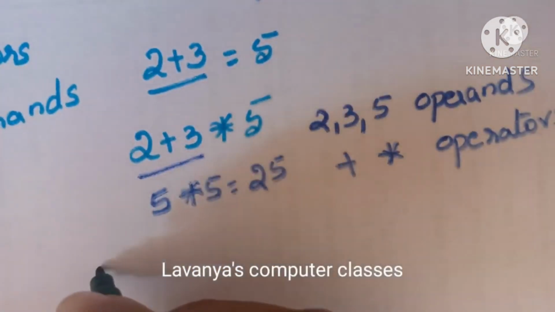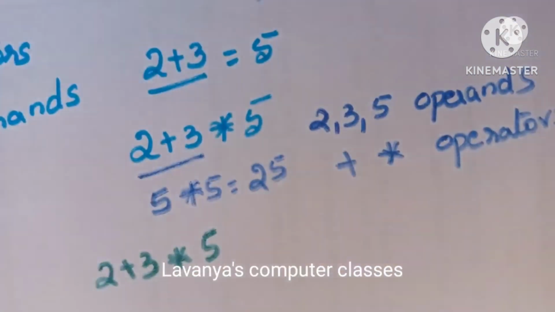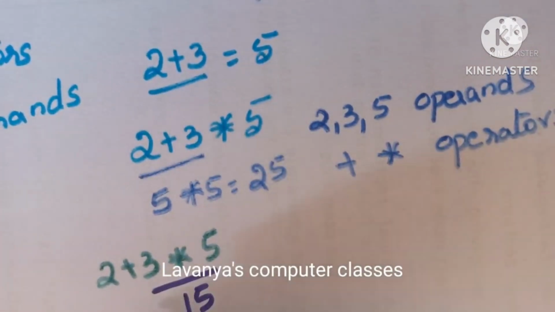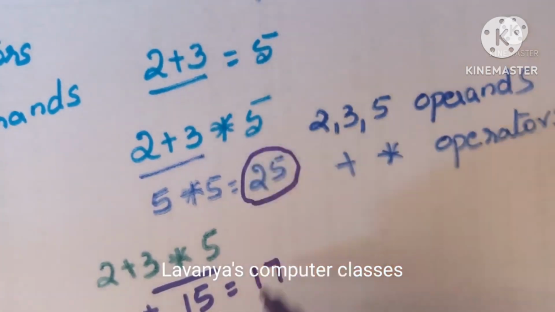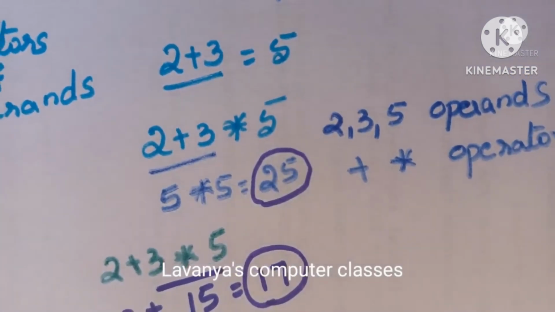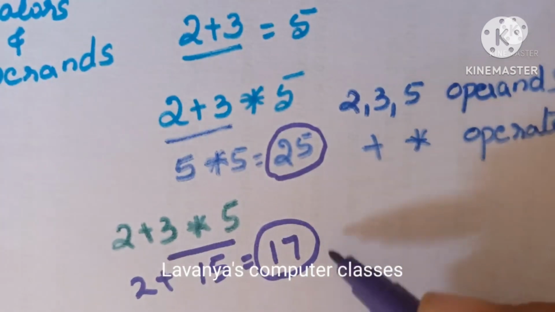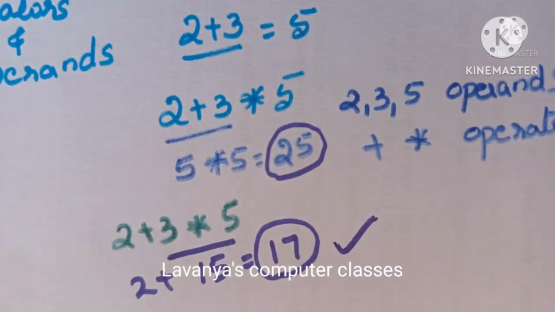Or one more: 2 plus 3 into 5. Into 5 means first we multiply 3 into 5, 15. 2 plus 15 is equal to 17. So in these two answers, which one is the correct answer? You find that through precedence and associativity. This one is the correct answer: 2 plus 15 is equal to 17.